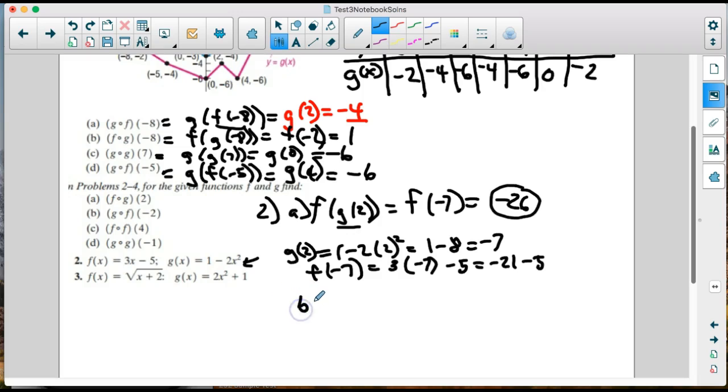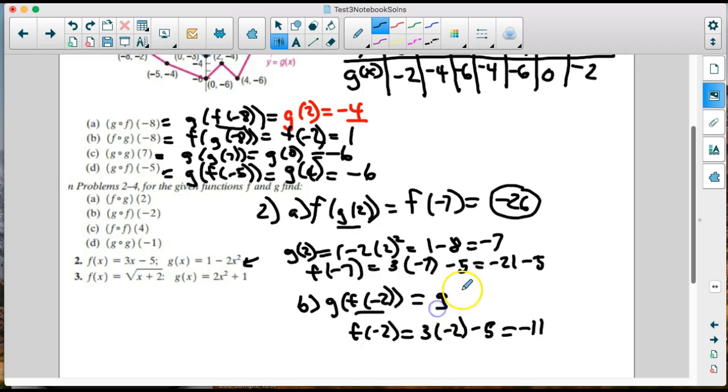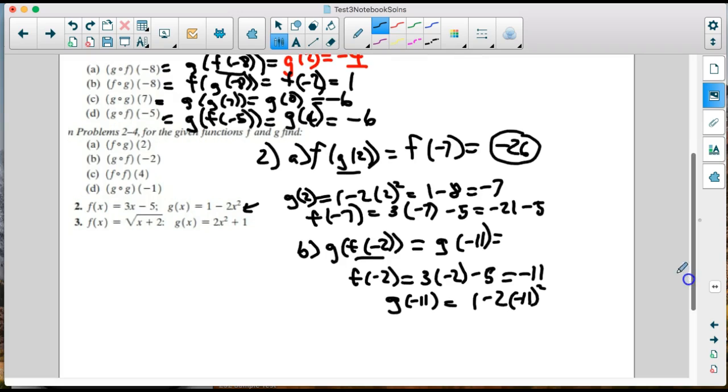Okay, part B for 2. I'm doing g of f of negative 2. All right, so I'm going to do f of negative 2 first. So that's going to be 3 times negative 2 minus 5, which is negative 11. So then I'm going to do g of negative 11. So that's going to be 1 minus 2 times negative 11 squared, which is 121 times 2. And then we're going to subtract that from 1. One minus 242, so I'm going to get negative 241 for this one.